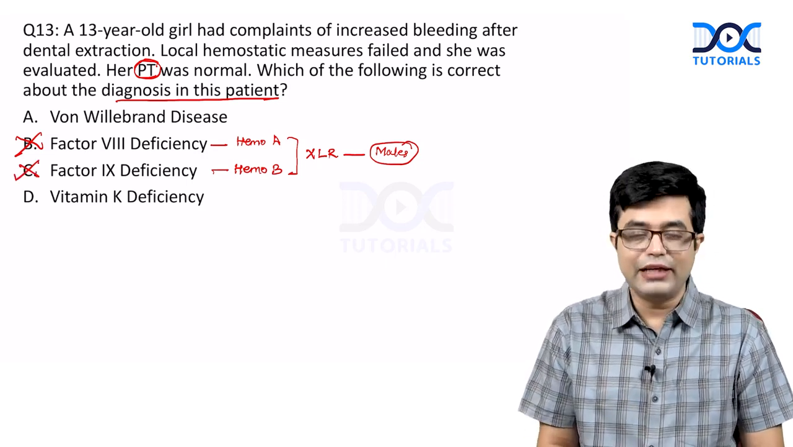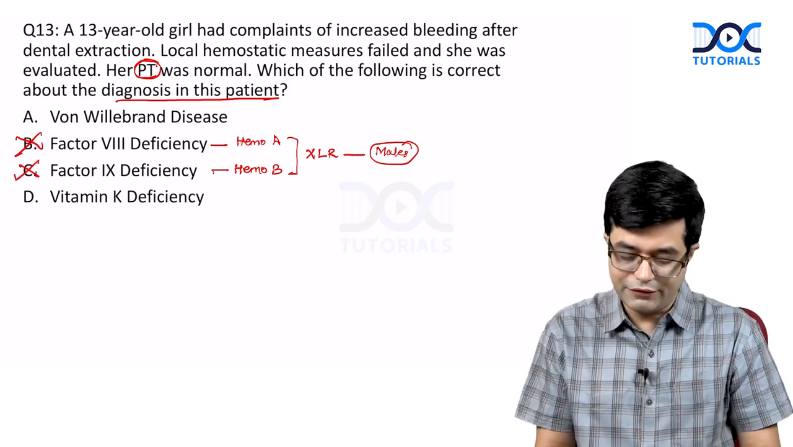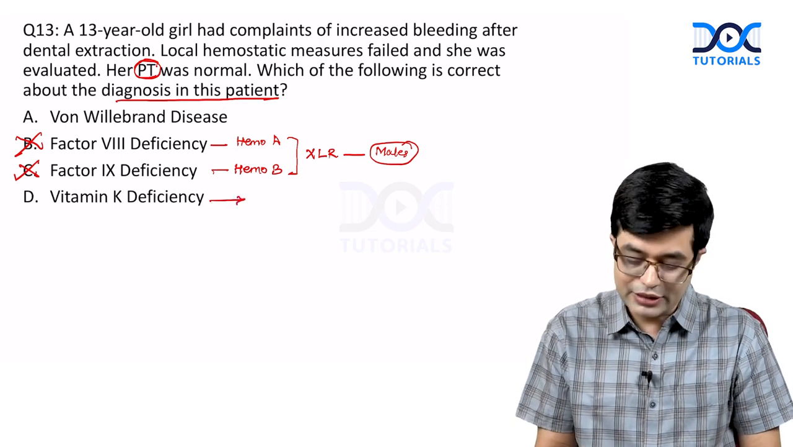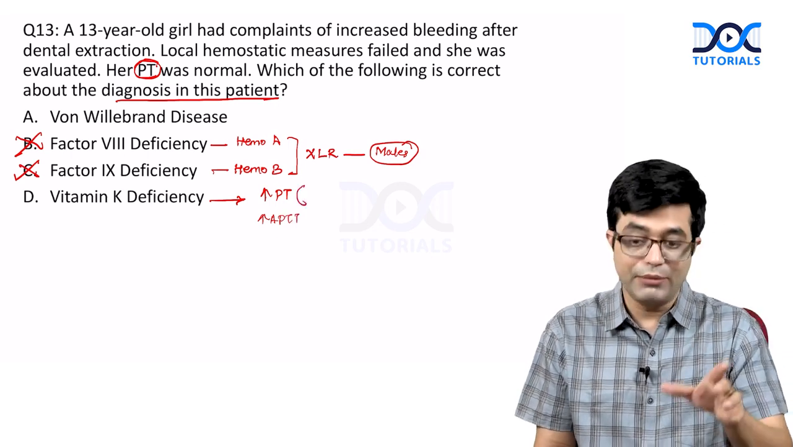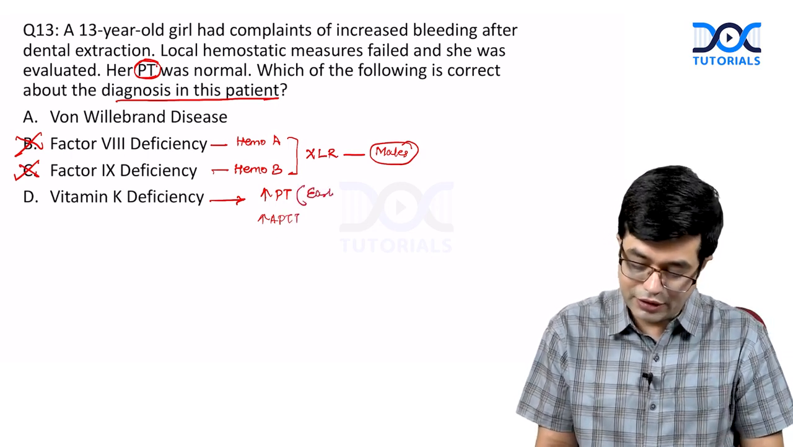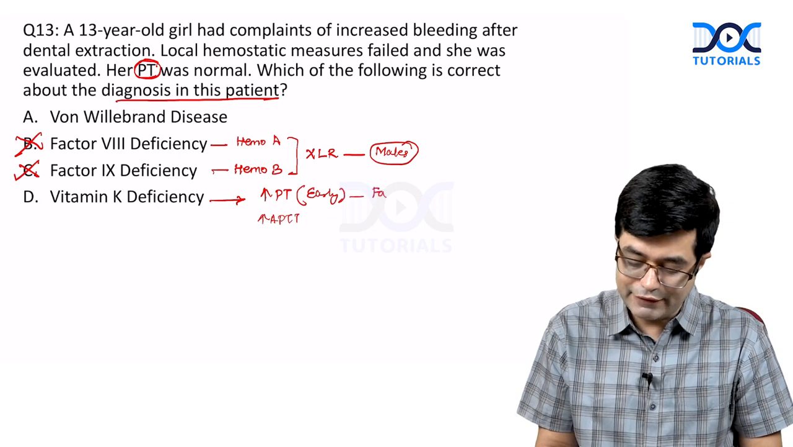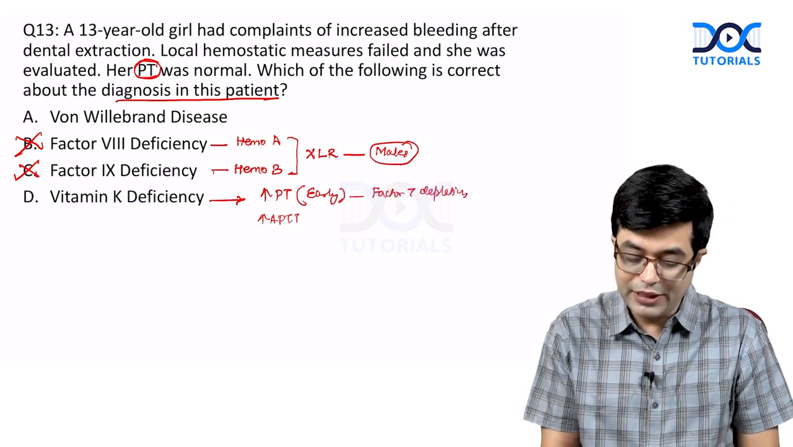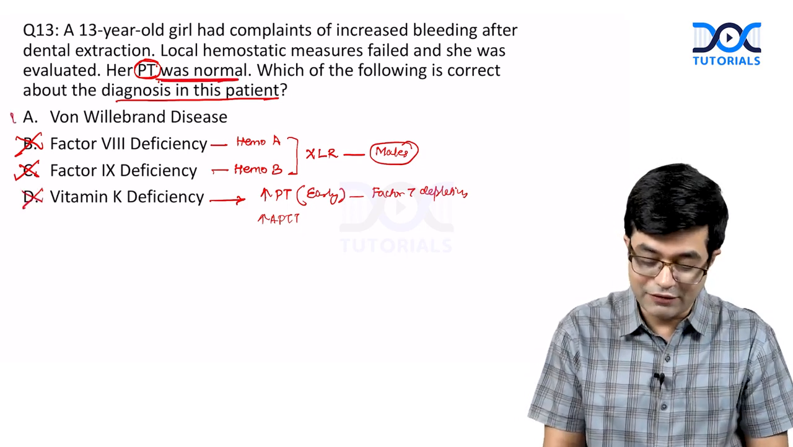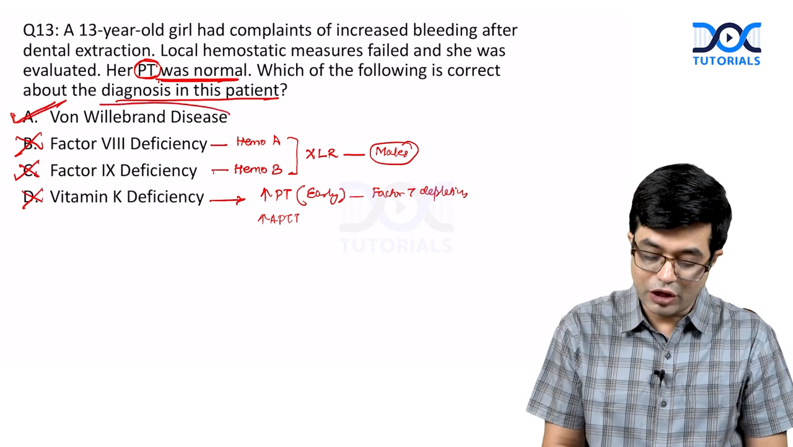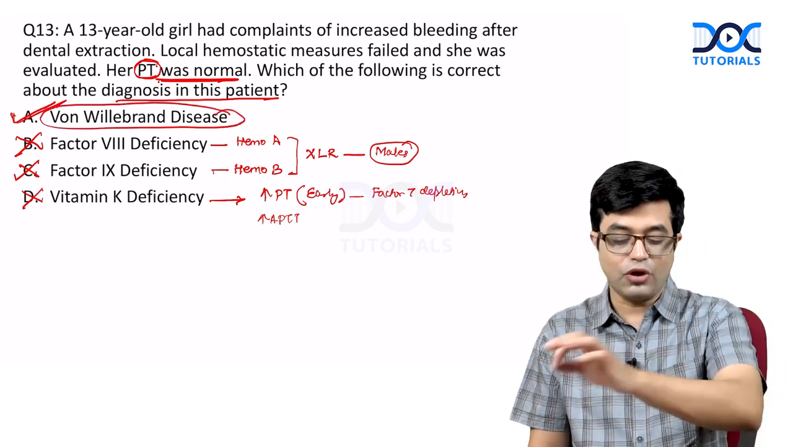Vitamin K deficiency can cause clotting factor deficiencies, but this will cause elevation in PT and elevation in APTT also, and elevation in prothrombin time is the early sign because there is factor 7 depletion, which is commonly seen in these patients. Here PT is normal, so option D is ruled out. What are we left with? Von Willebrand disease. Remember, von Willebrand disease can occur in males or females.